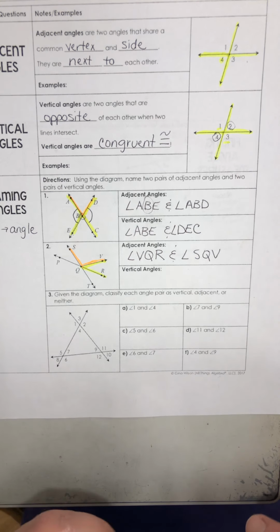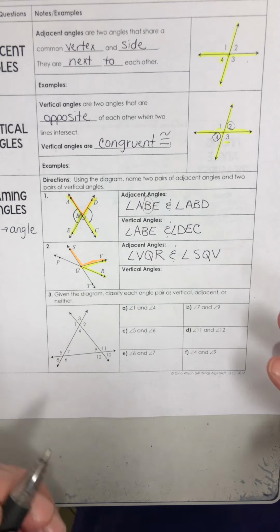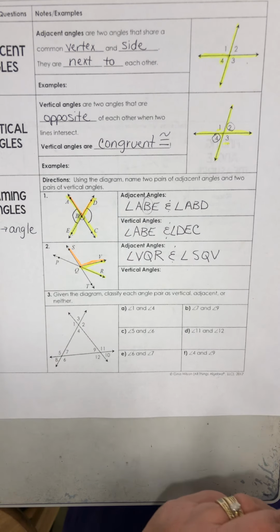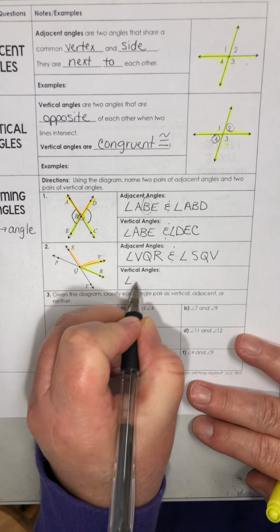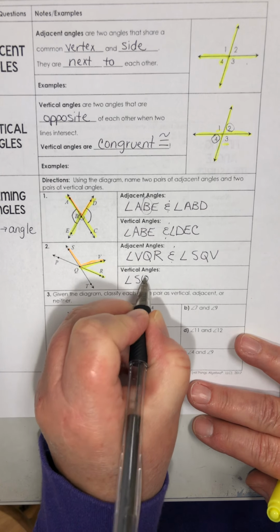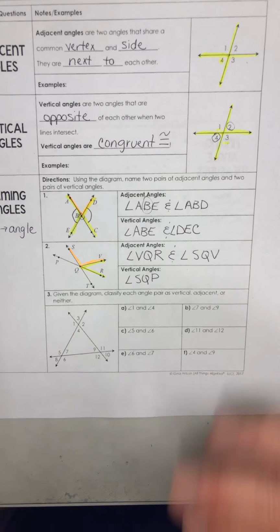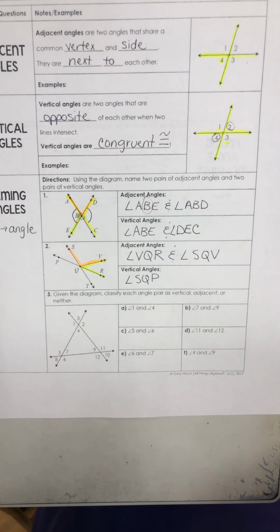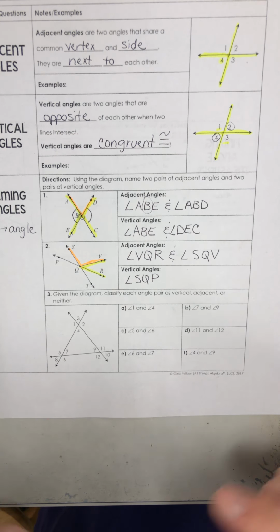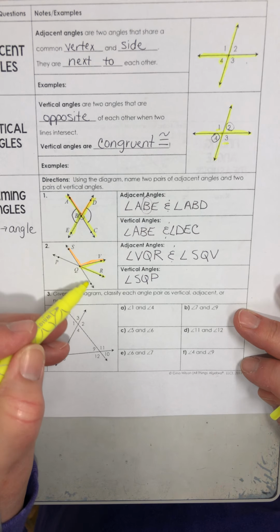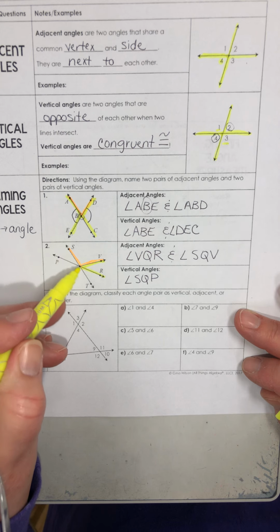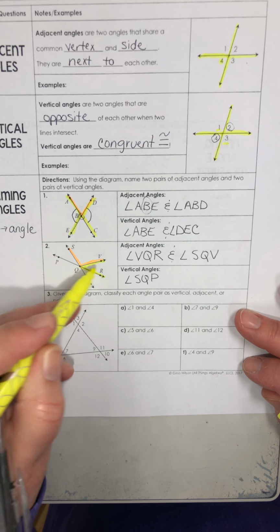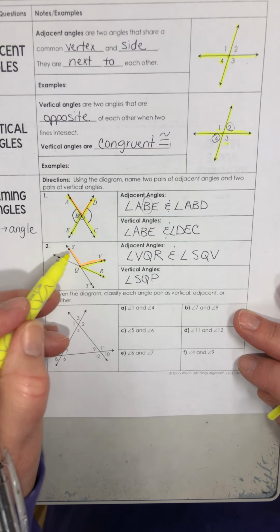All right, let me pick a different angle this time. Let me pick angle SQP. Now when we're picking out vertical angles, we're going to have two lines that make like a big X. And so I see this makes a big X with this line, not this one. This one stops.